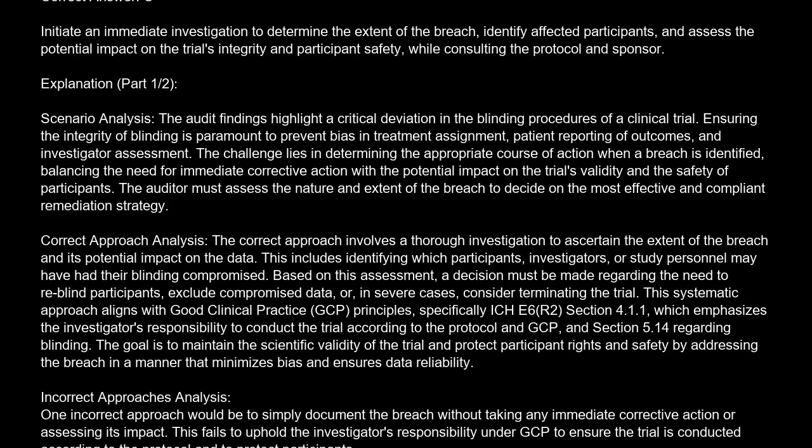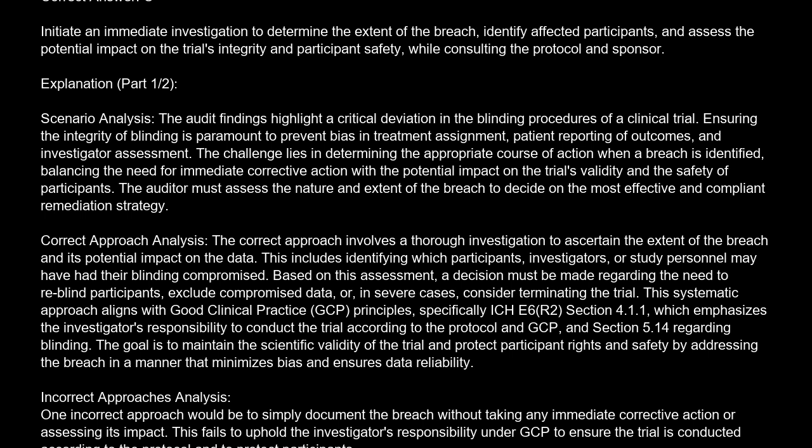The correct answer is C. Initiate an immediate investigation to determine the extent of the breach, identify affected participants, and assess the potential impact on the trial's integrity and participant safety while consulting the protocol and sponsor.